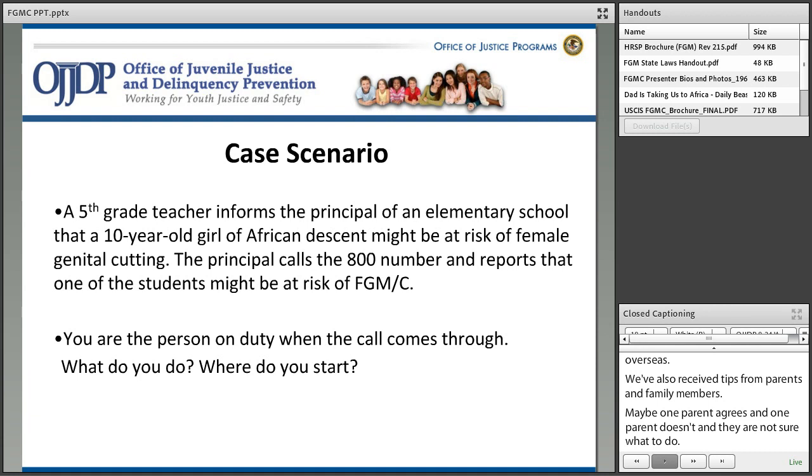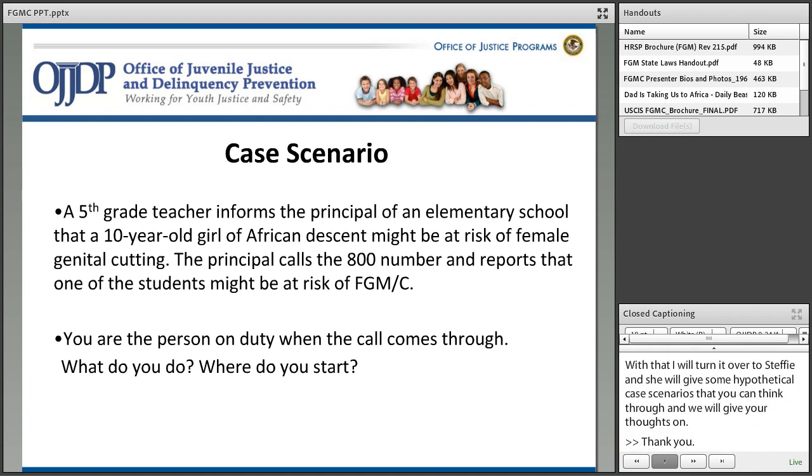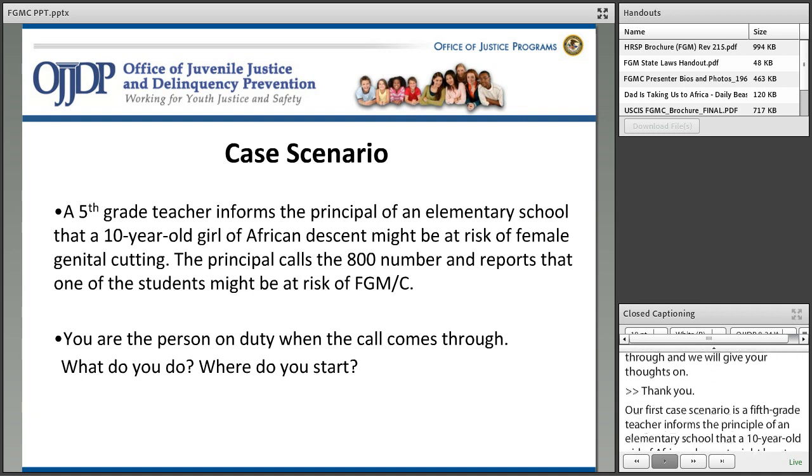Thank you. Our first case scenario: a 5th grade teacher informs the principal of an elementary school that a 10-year-old girl of African descent might be at risk of female genital cutting. The principal calls the 800 number and reports that one of the students might be at risk of FGMC.